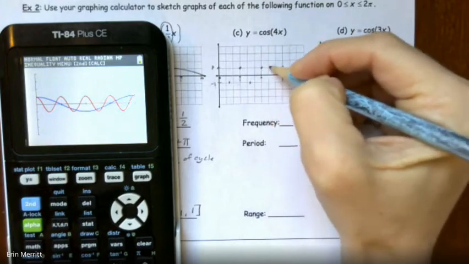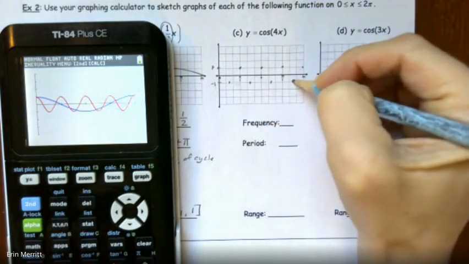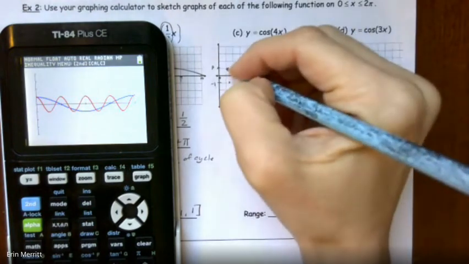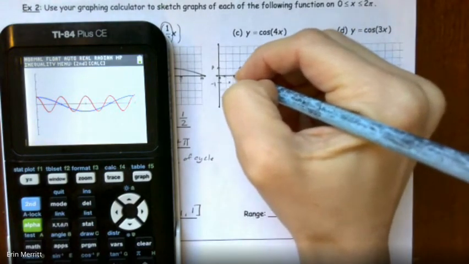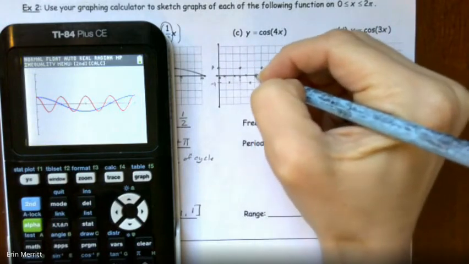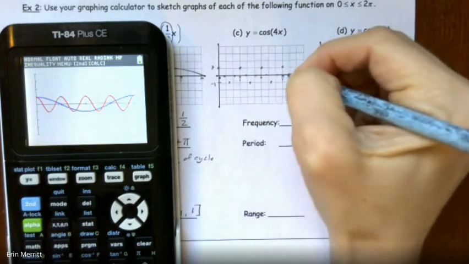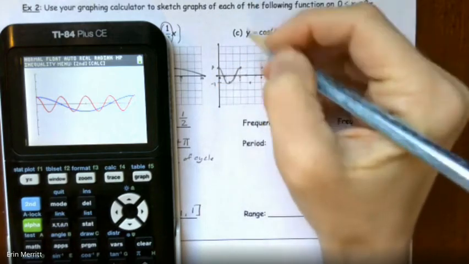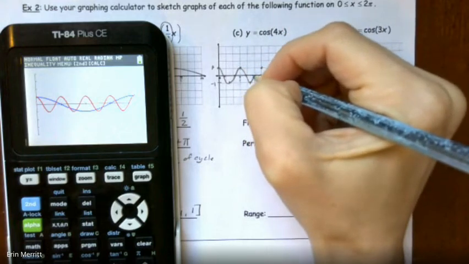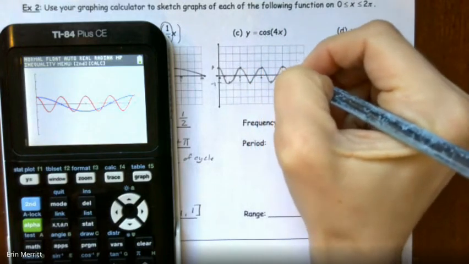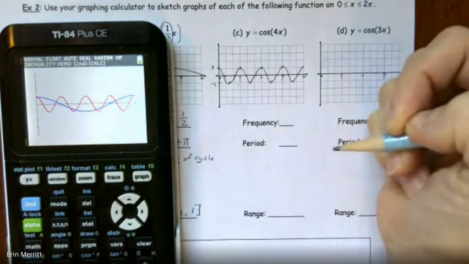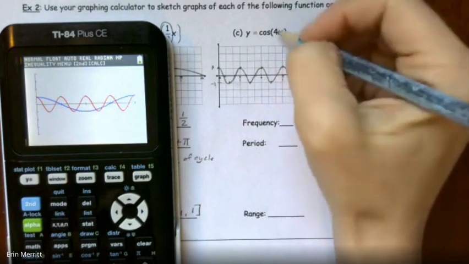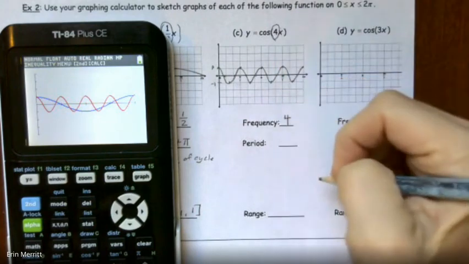Here it would hit -1 because everything is very symmetrical on these graphs. Where you're going to hit the axis, halfway between that. And then do your best to connect. Ooh, not my best graphing to date, but that's okay. All right, the frequency. Frequency was 4. That's the important part here.